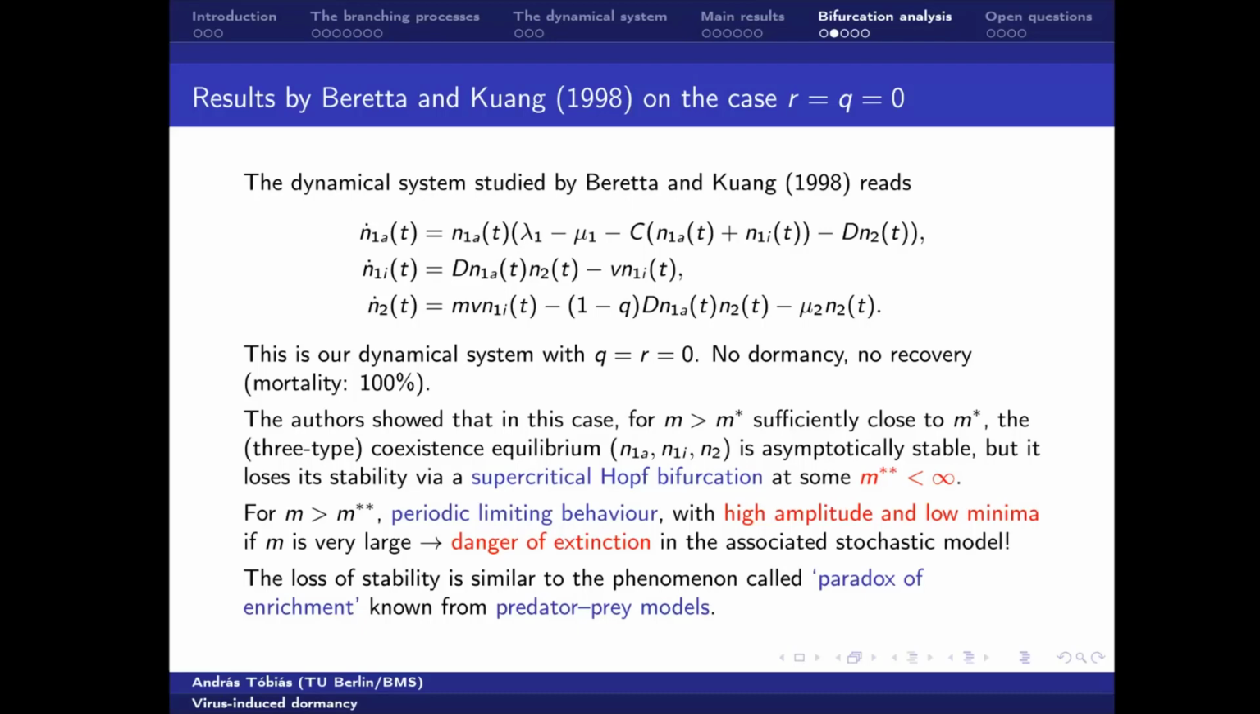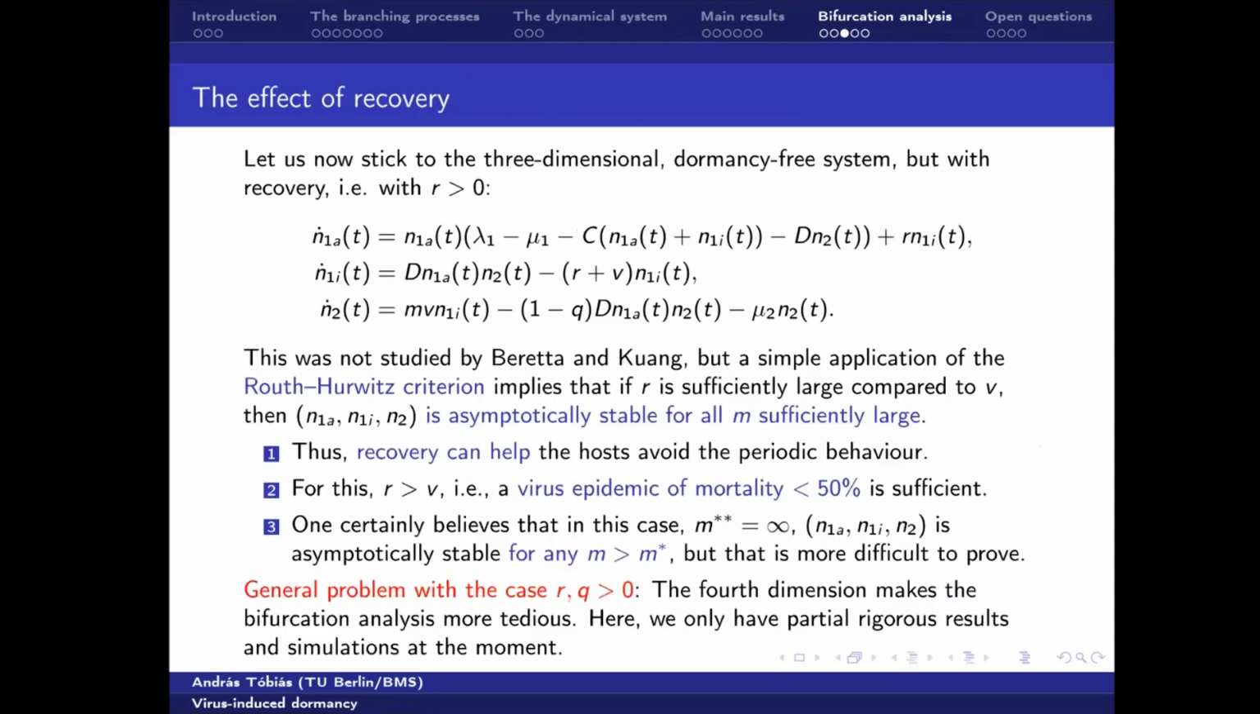is initially also stable. But if you put more and more prey into the system, then you will see this periodic behavior where first you have many prey, and the predator starts growing, but they overhunt the prey. So the prey start decaying, then the predator starts starving, they also decay, and then the prey have some chance to grow again. And then you have these big cycles. That's the paradox of enrichment, and this is quite analogous to what we see in this virus model. Okay, so this happens for no recovery and no dormancy.